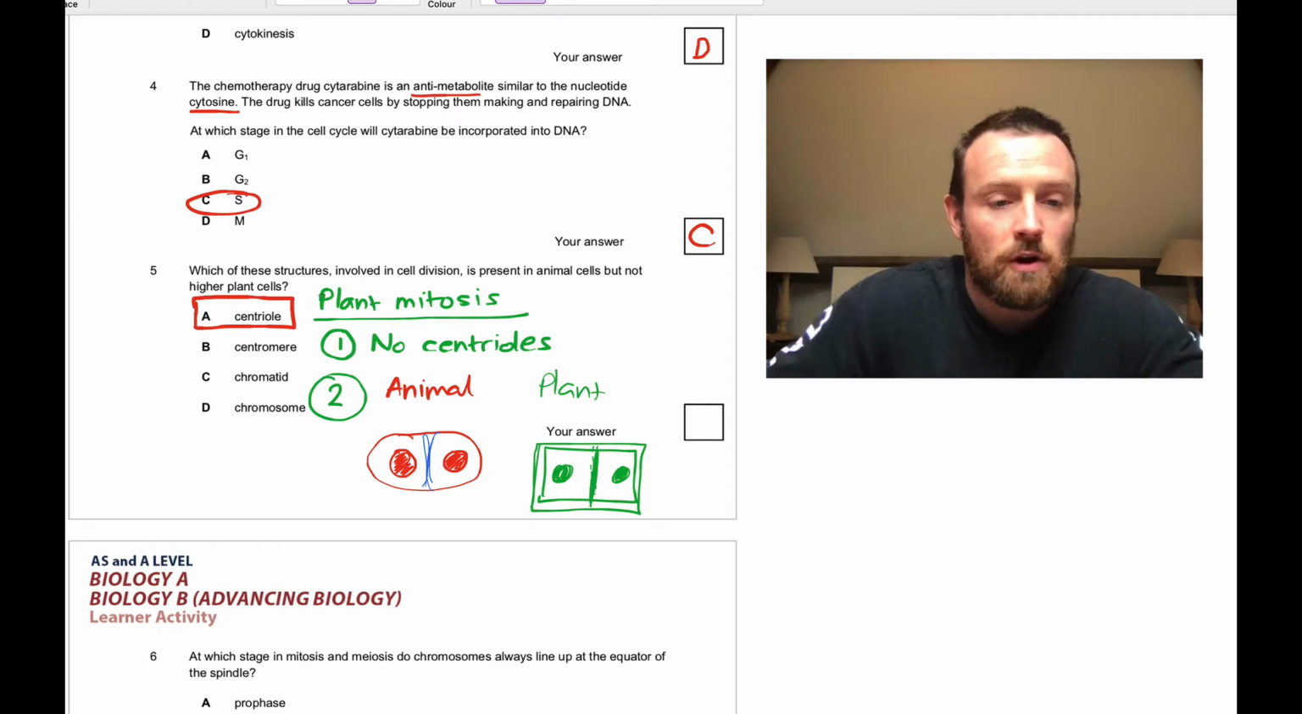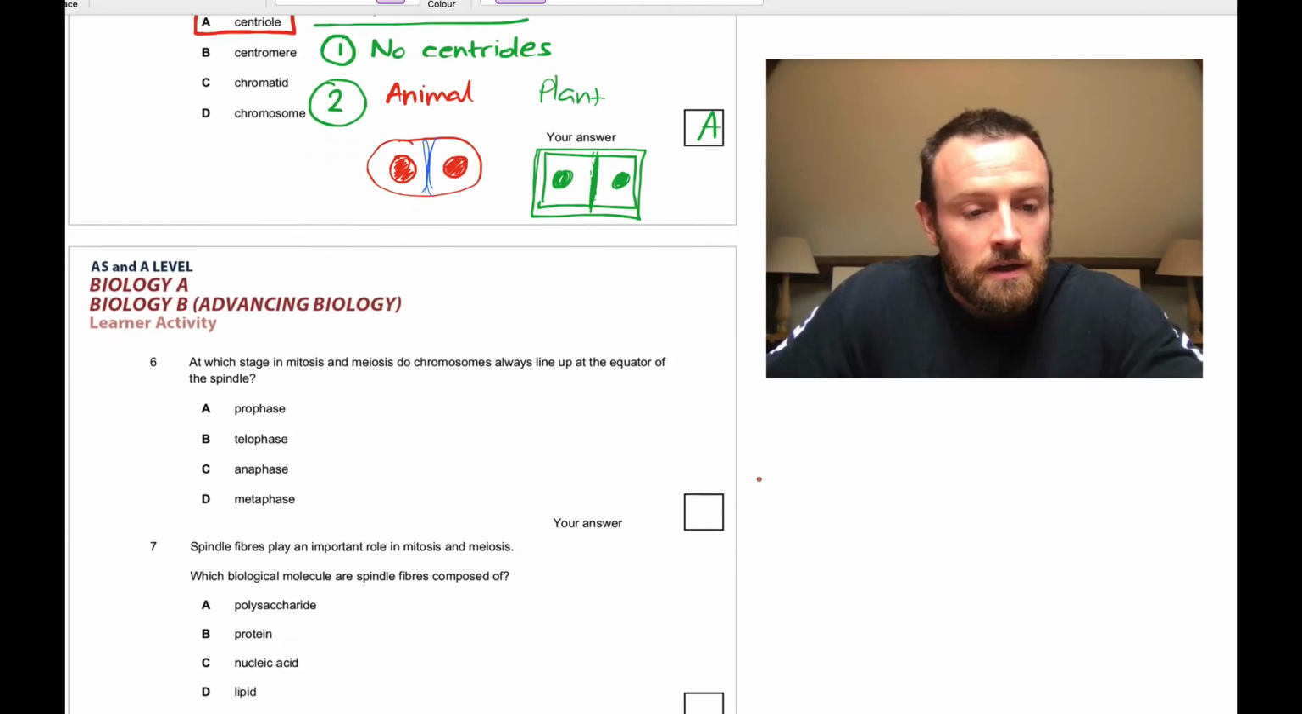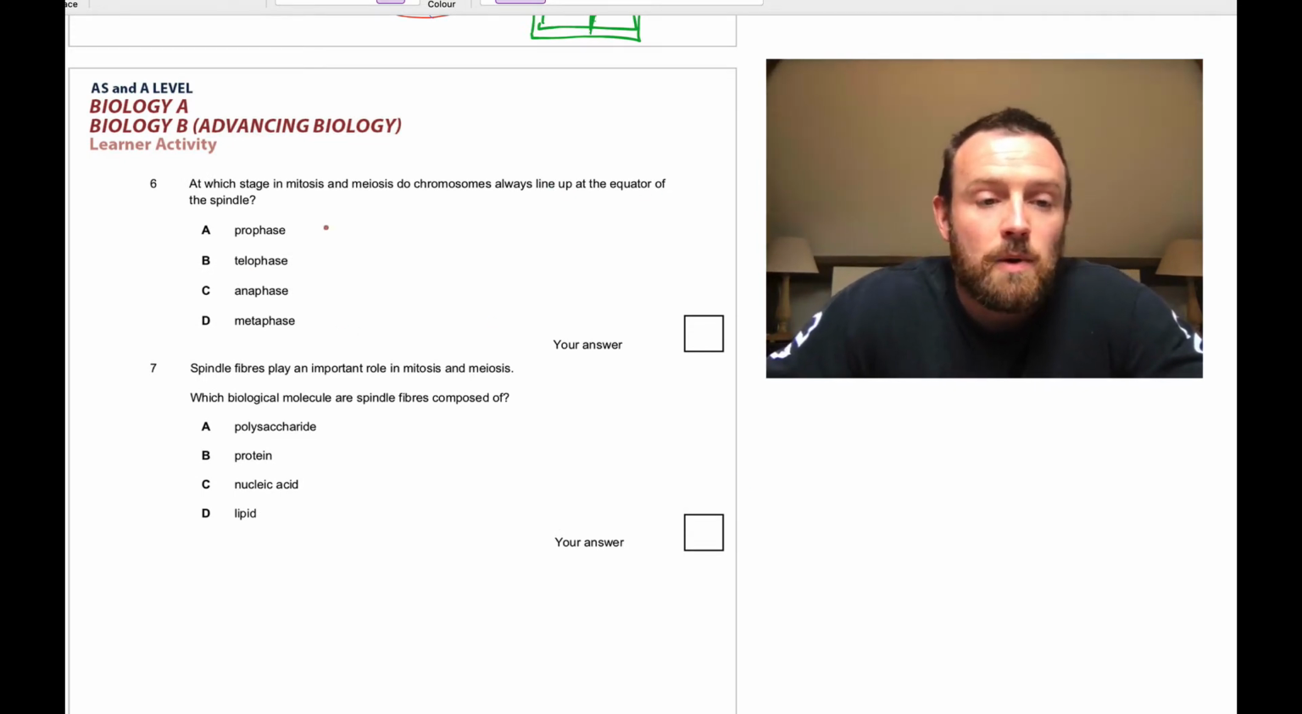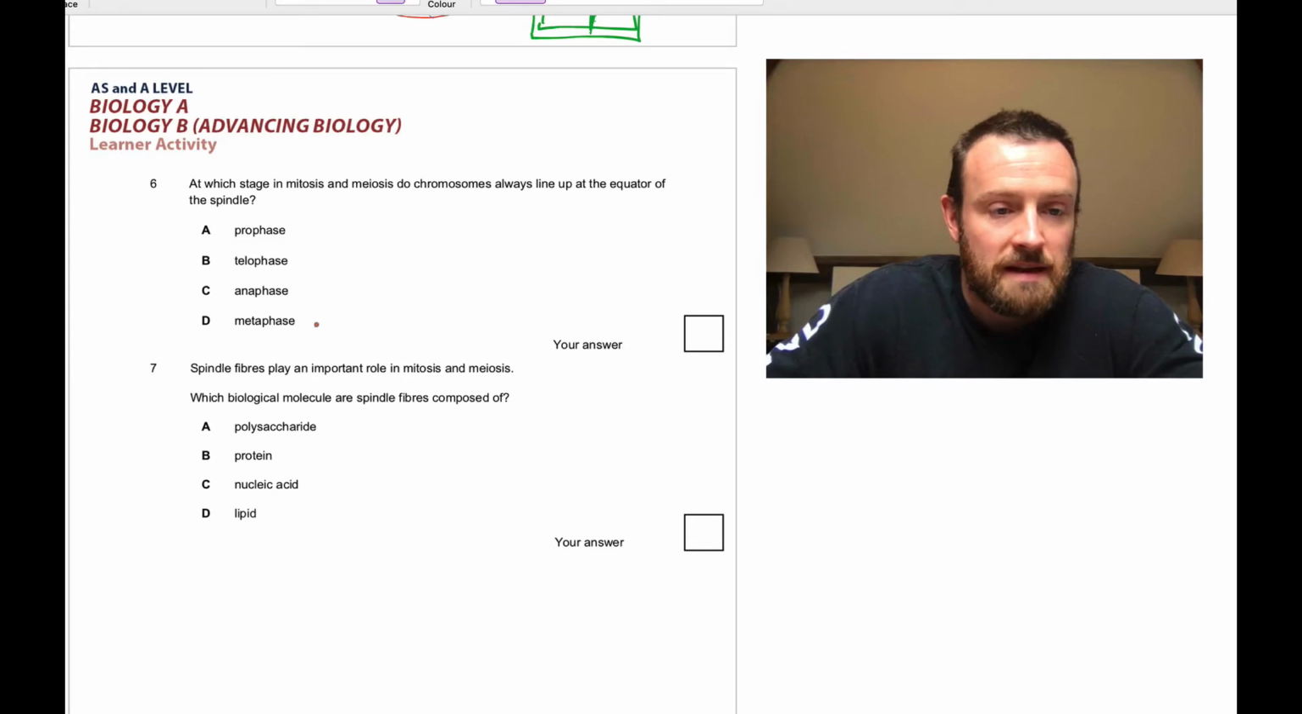Okay, let's move on to question 6. At which stage in mitosis and meiosis do chromosomes always line up at the equator of the spindle? Well, this is metaphase. That's an easy one.